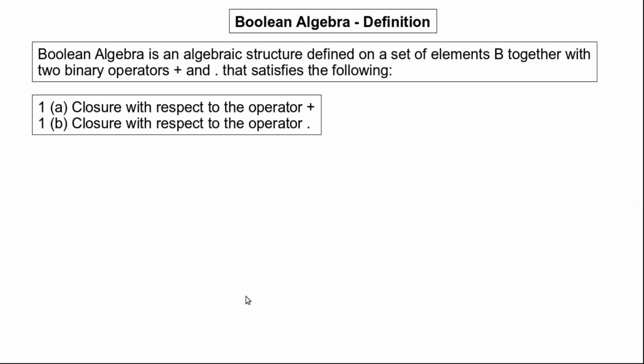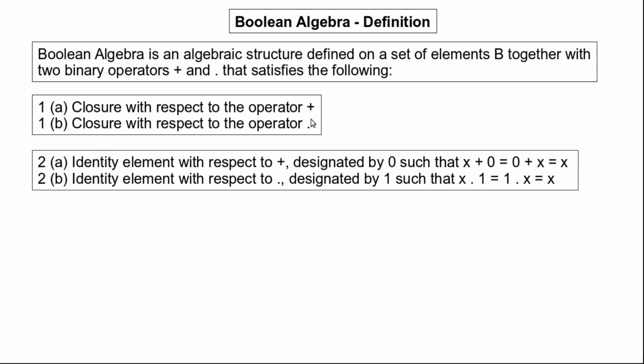Now for an algebraic system to be a Boolean algebra, we have to define the two operators plus and dot in such a way that B is closed with respect to plus and B is closed with respect to dot. So we cannot have arbitrary definitions for plus and dot.